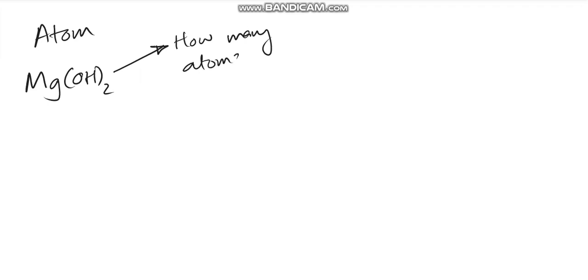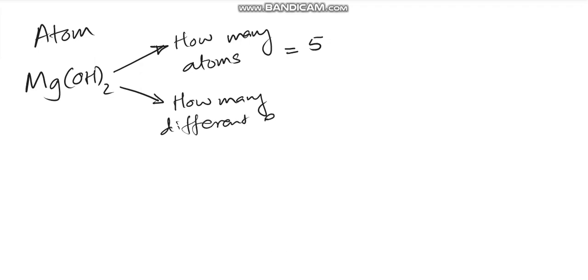So if you just take a quick example, magnesium hydroxide, Mg(OH)2. If someone asks how many atoms are there, the answer is there are a total of 5 atoms. Why? We have 2 hydrogen, 2 oxygen and 1 magnesium. So a total of 5 atoms are there. Then how many different elements? Then the answer is 3. Why? We have magnesium, oxygen and hydrogen. So there are 3 elements, but we have a total of 5 atoms.